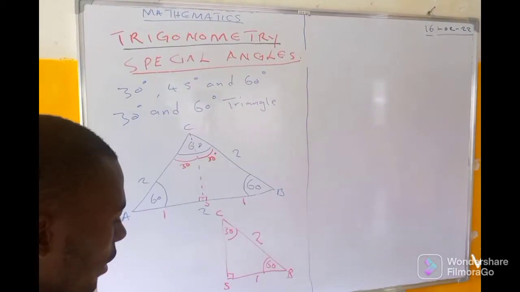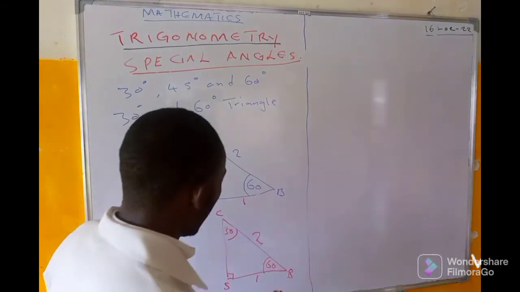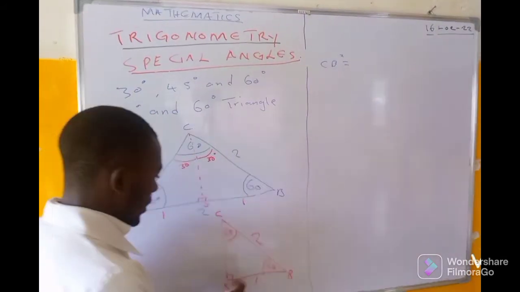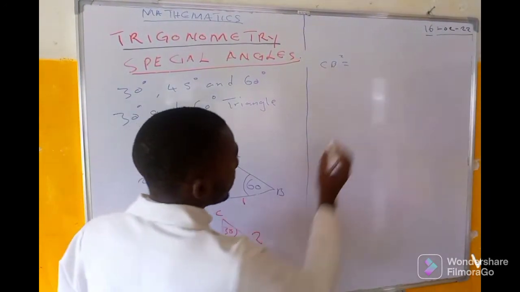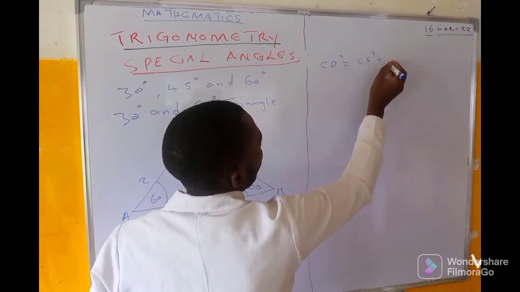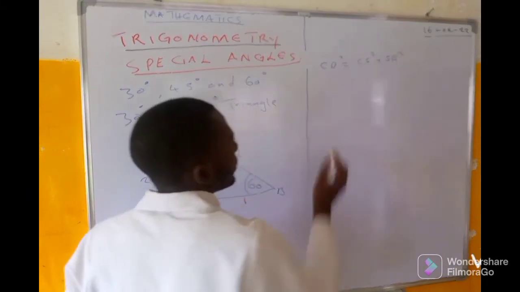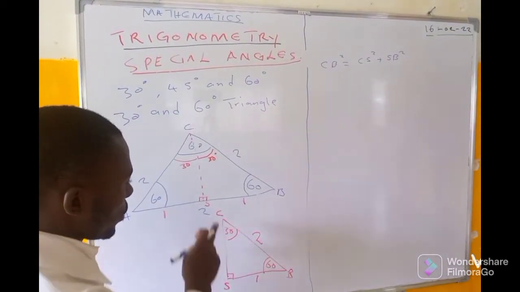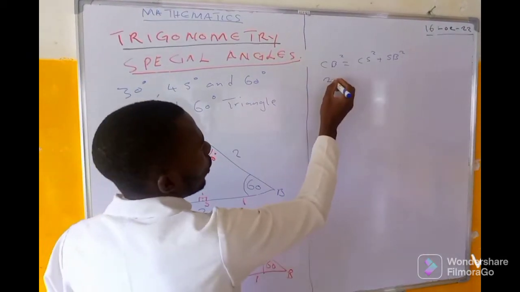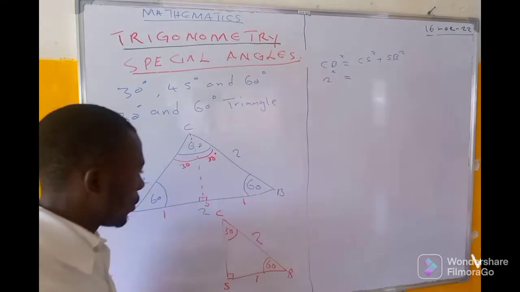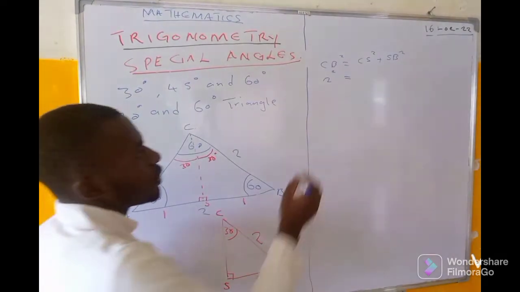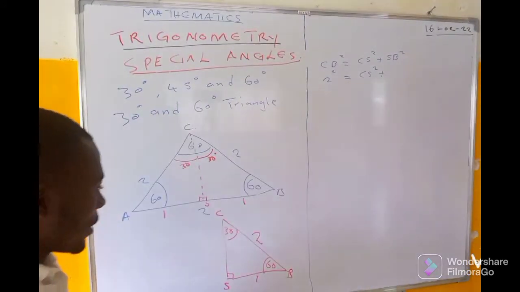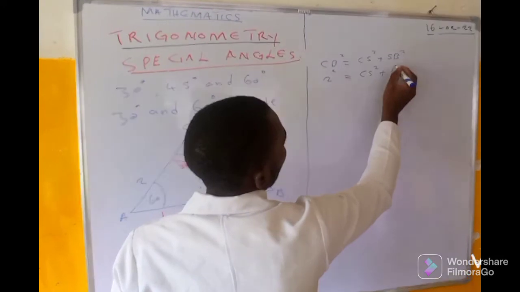So remember, we are saying the Pythagoras theorem, we said the longest distance, which is CB squared, is equal to the two short distances, which is CS squared plus SB squared. Then from there now we start fusing in whatever we have. So what is CB? CB is 2. So I'm going to have 2 squared is equal to. What is CS? CS is what we are looking for. CS squared. Plus, what is SB? SB, it is 1 squared.